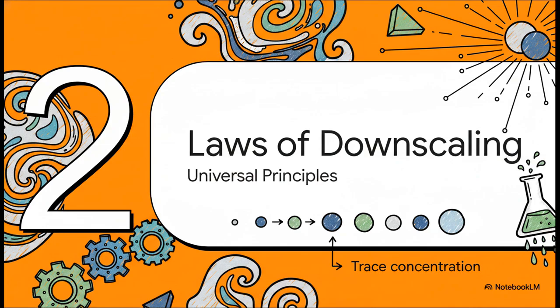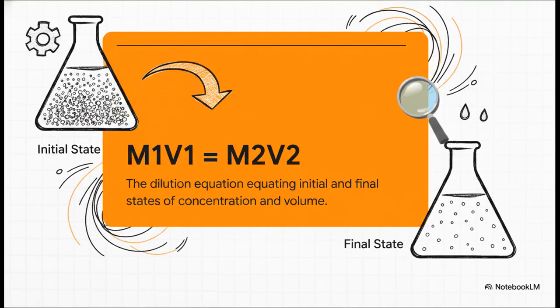Moving right along to Section 2, Universal Laws of Downscaling. Now, the absolutely crucial point here is the formula governing this transition. It's the dilution equation, M1 times V1 equals M2 times V2. This essentially equates the initial state of your concentration and volume directly to the final state. It represents an immutable logic, okay? If the number of moles stays constant, the product M times V remains entirely unchanged.